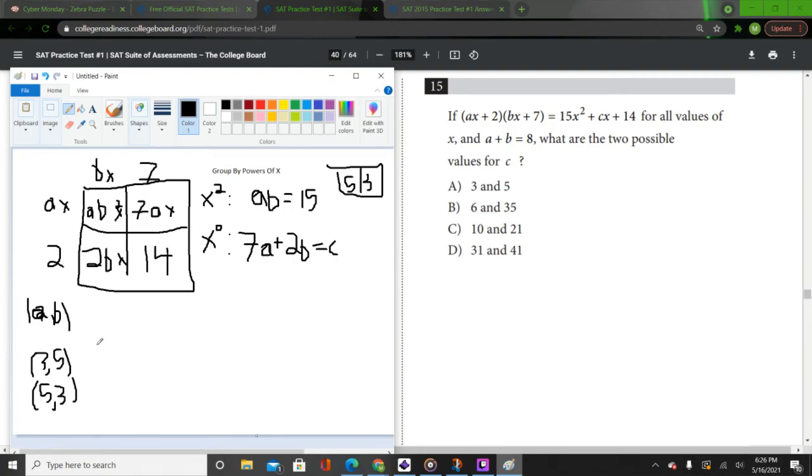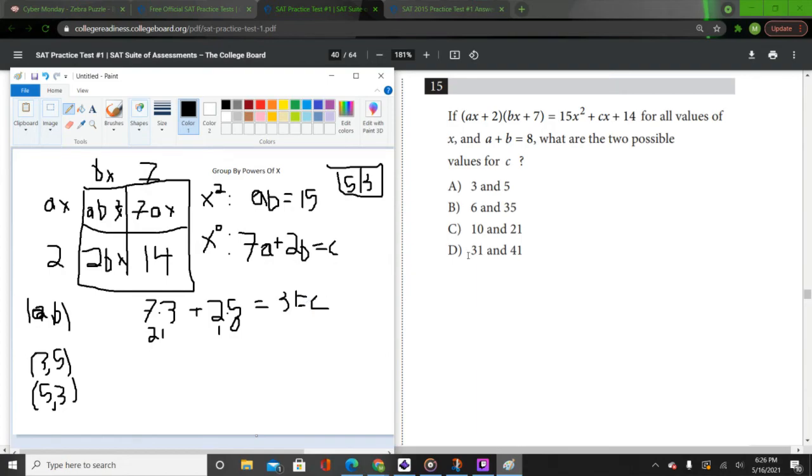So now we plug it in. 7 times 3 plus 2 times 5, 2 times 5 is equal to 21 plus 10, which is equal to 31, which is equal to C. And that gets us choice D, which is in fact the correct answer.